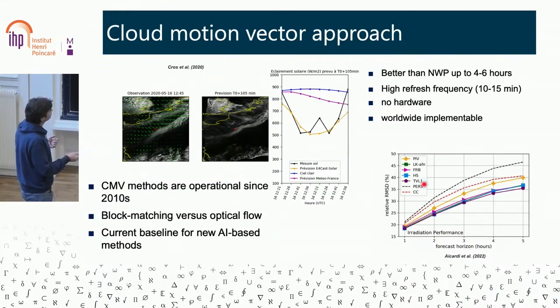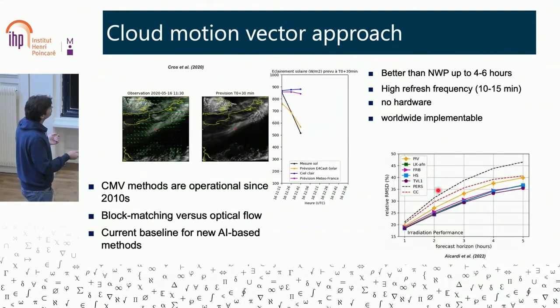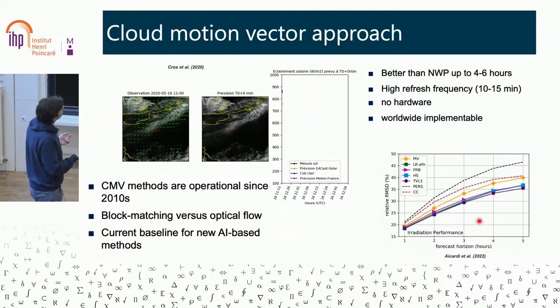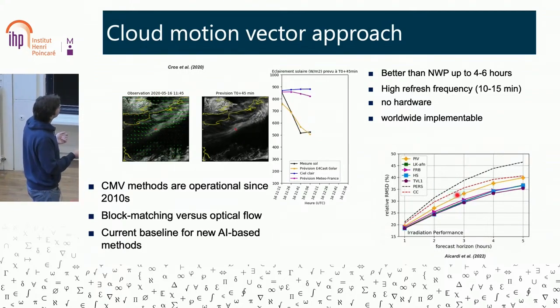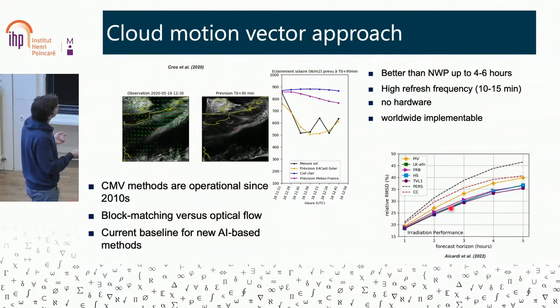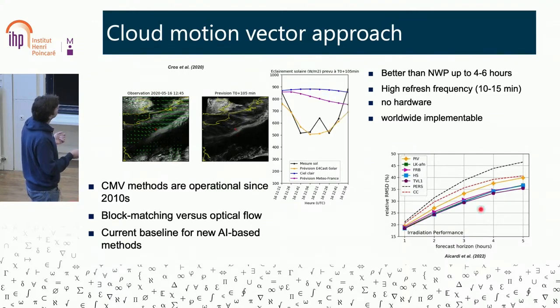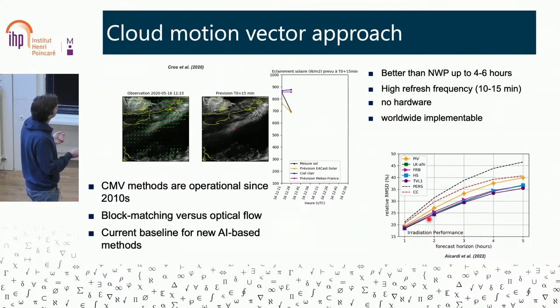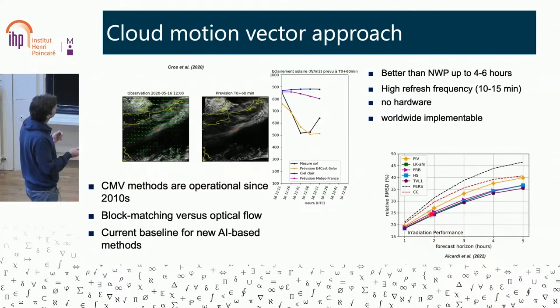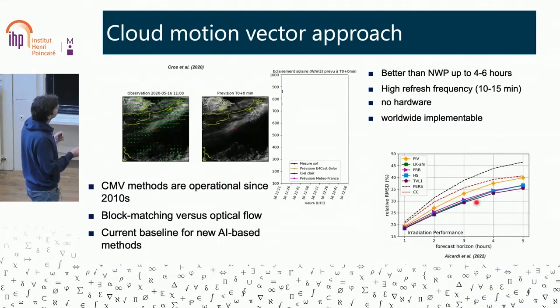This is a comparison between optical flow and block matching. If I'm not wrong, the only block matching we have is the yellow curve, which gives a larger error than the rest, and the other optical flow techniques are very equivalent. This is the relative RMS deviation of the forecast according to the time horizon. So you can see this progression: the error increases strongly and then stabilizes.